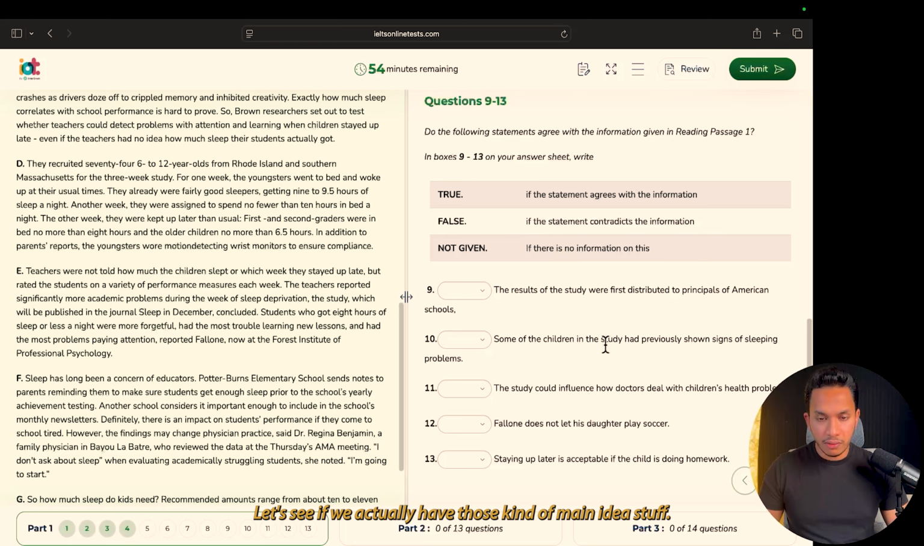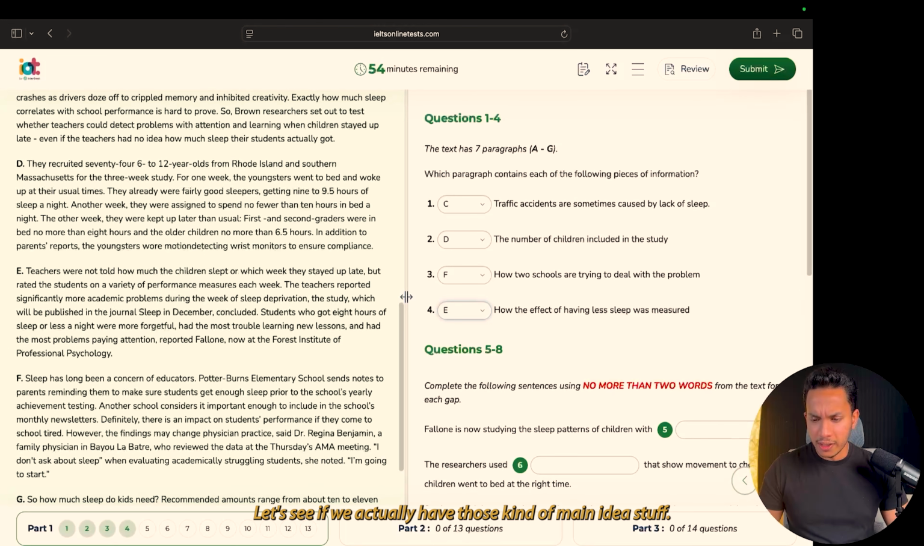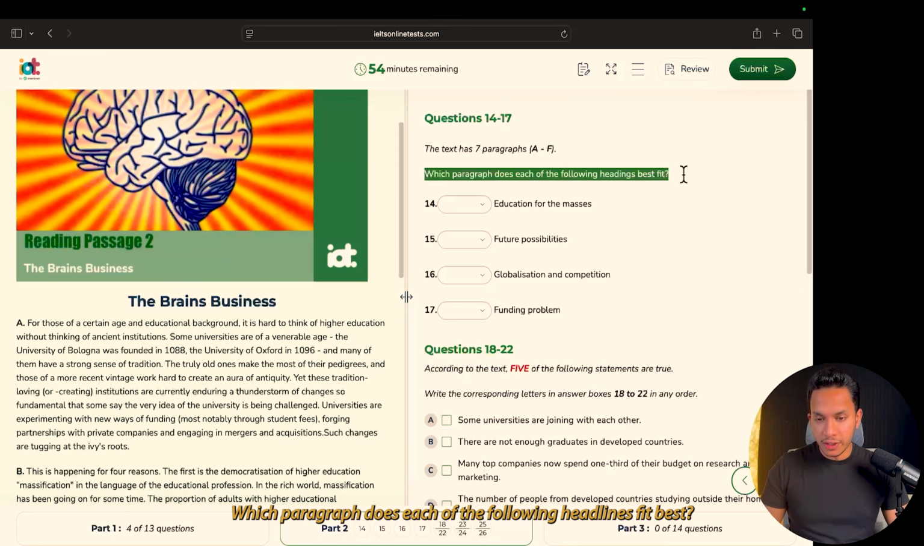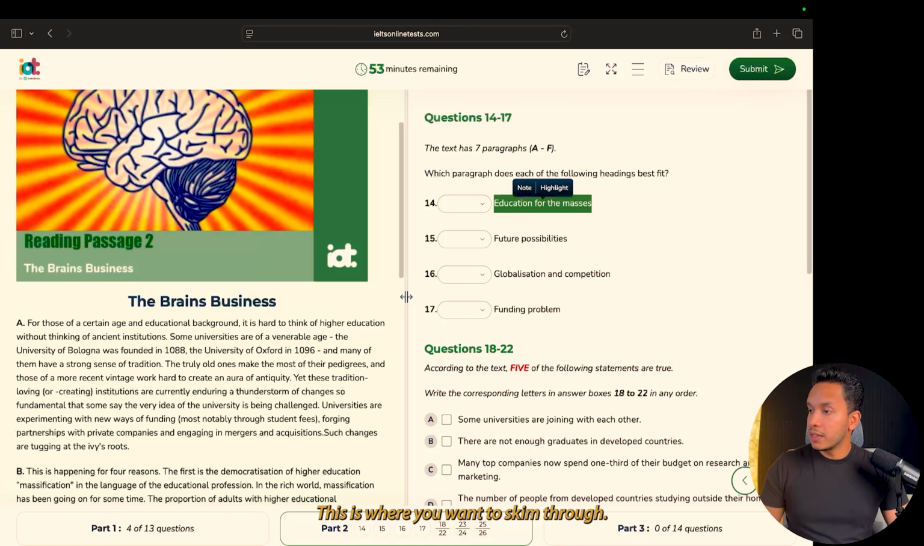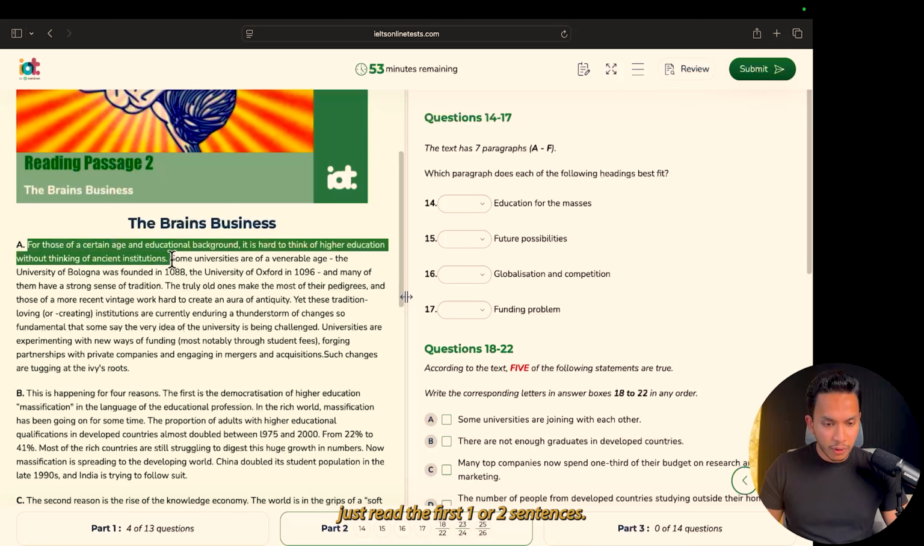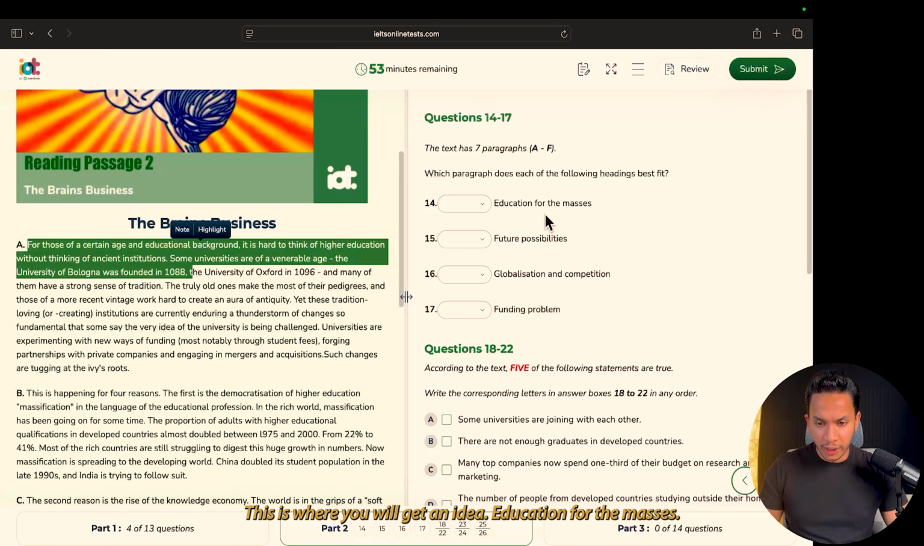Okay, let's see if we actually have those kinds of main idea questions. Okay, good. So this is what we're looking for. Which paragraph does each of the following headlines fit best? This is where you want to skim through. You don't want to read the entire paragraph like a novel. Just read the first 1 or 2 sentences. This is where you will get an idea.